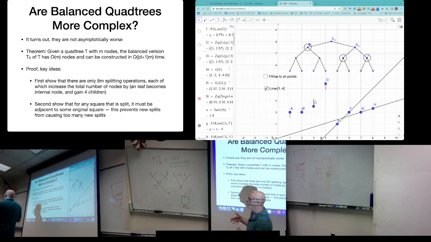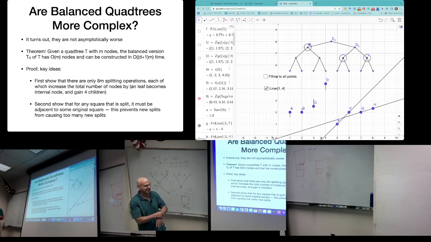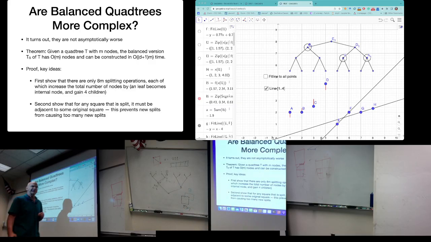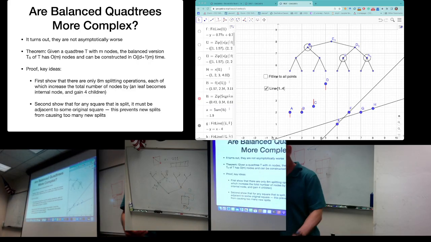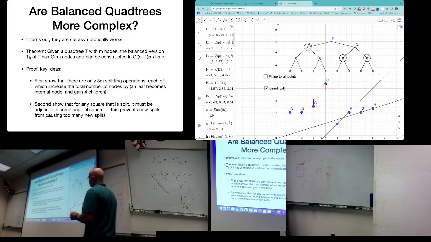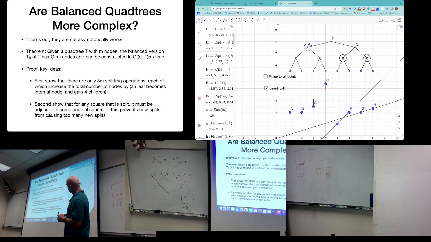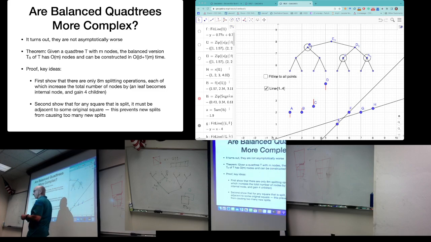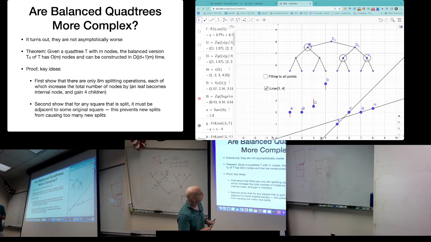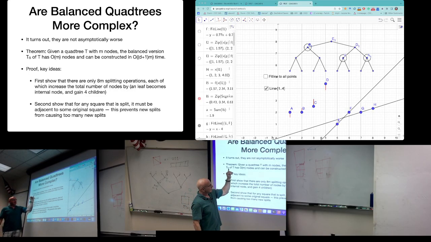So wait, I convinced you that quadtrees are small and practical and stuff, and is this all lost now when I want my quadtree to be balanced? No, there is a beautiful theorem that states: start with a quadtree, not necessarily balanced, that you build anywhere you want, that has m many nodes. It refers both to leaves and internal nodes. And now I'm running the balancing algorithm.